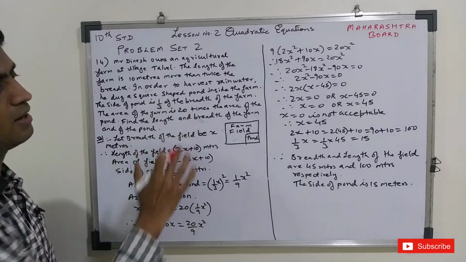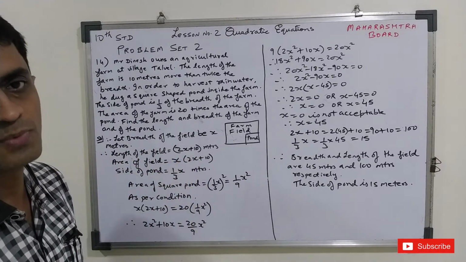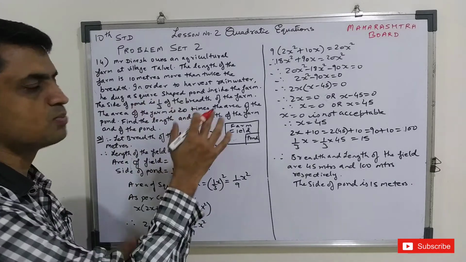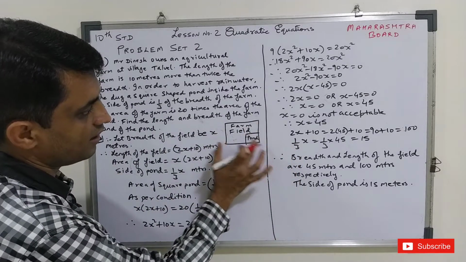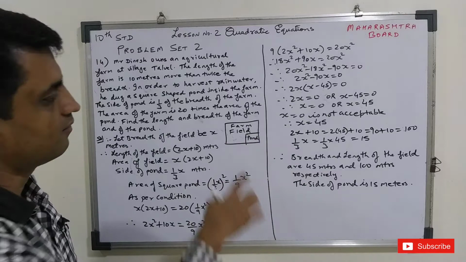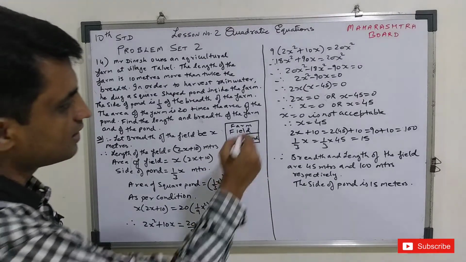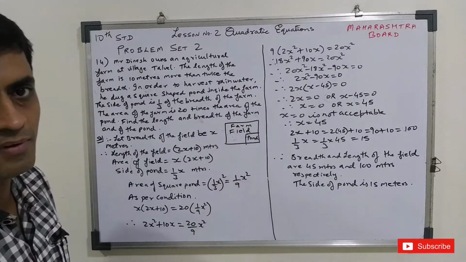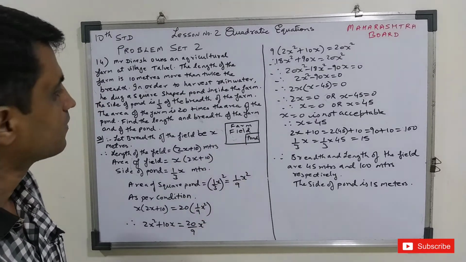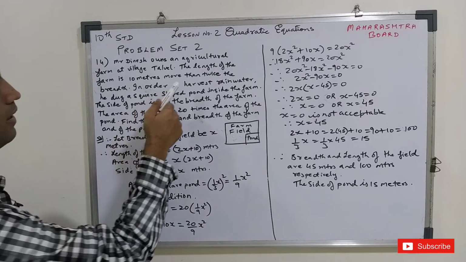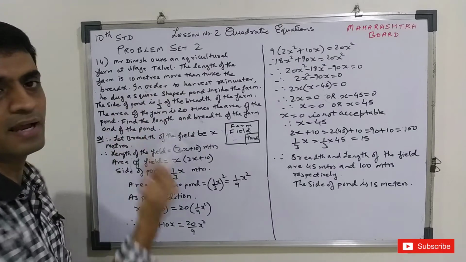Now the question is very big. I have written here for your reference. Please refer to your textbook because the writing is too small to fit here. Now here I drew a field or a farm, whatever you feel, and there is a square-shaped pond. Now this field is a rectangle shape. The pond is a square shape. Now they told here the length of the farm is 10 more than twice its breadth.